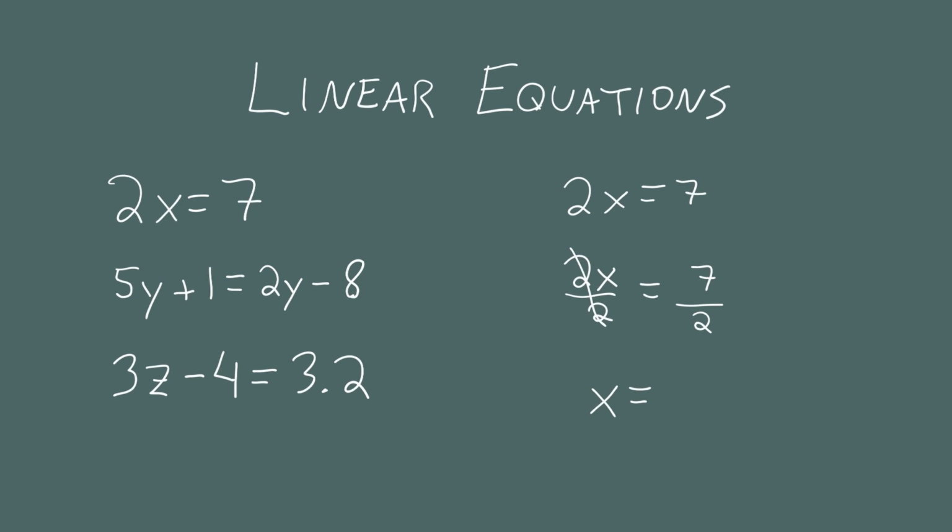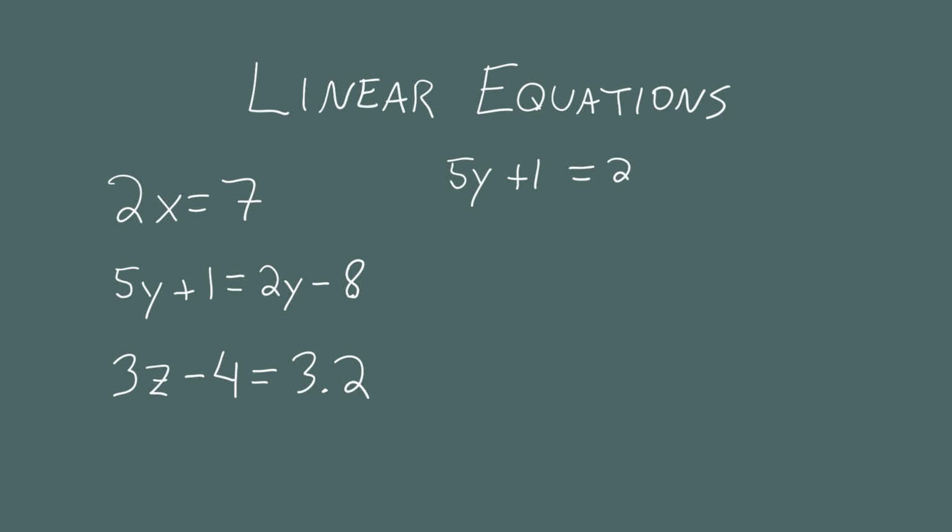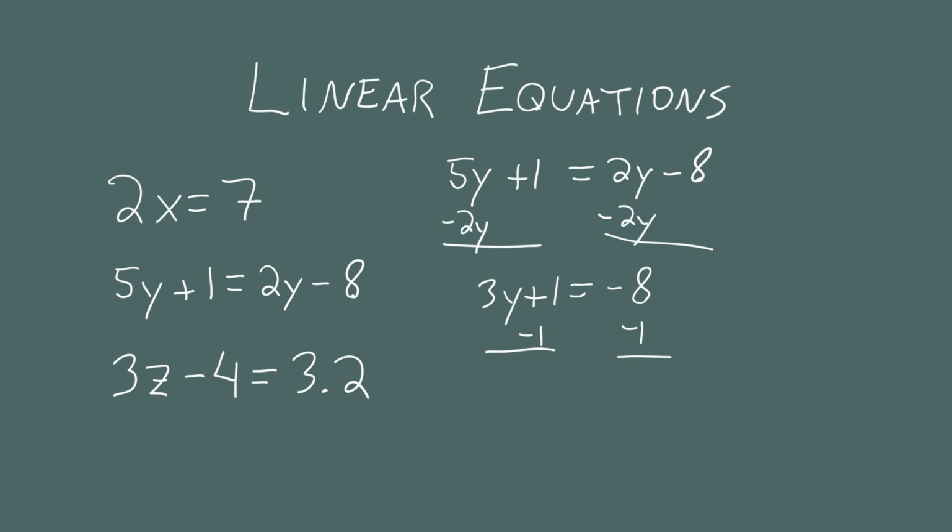So that gives us x equals 7/2. So that's how you would solve the first one. Now let's look at the second equation. Once again, the goal is the same, get y on a side by itself. So we will subtract 2y from both sides. Remember, if you do something to one side, do the same thing to the other. That gives us 3y plus 1 equals -8. Next we'll subtract 1 from both sides, and that will give us 3y equals -9. Divide both sides by 3 and you get y equals -3.